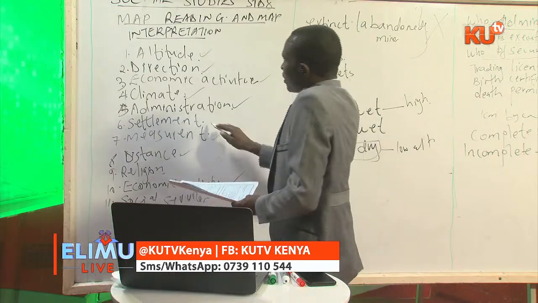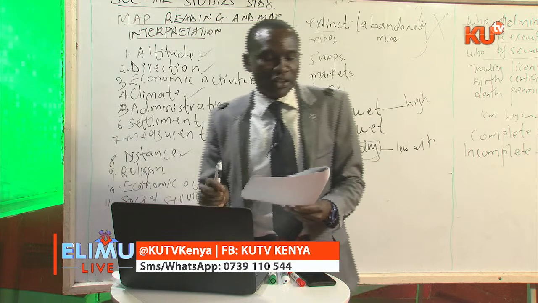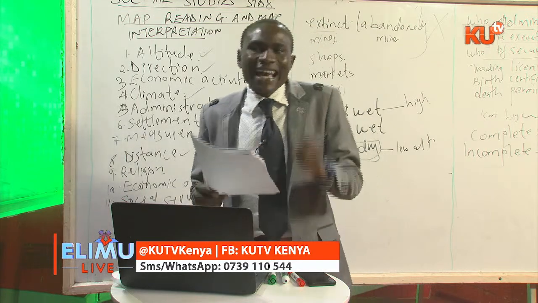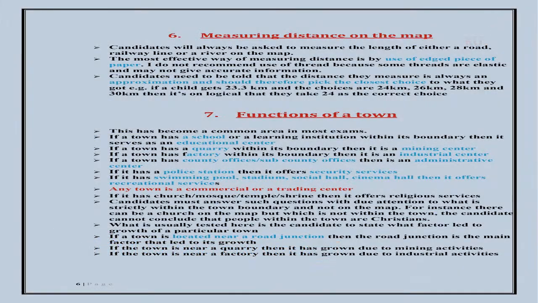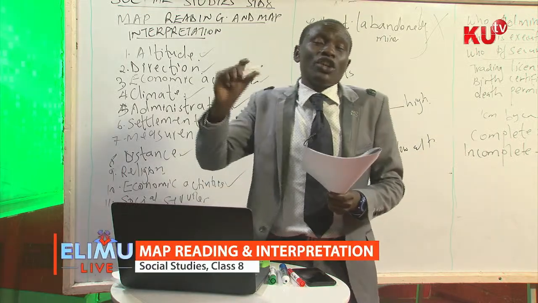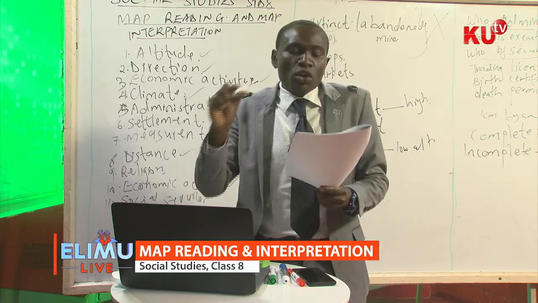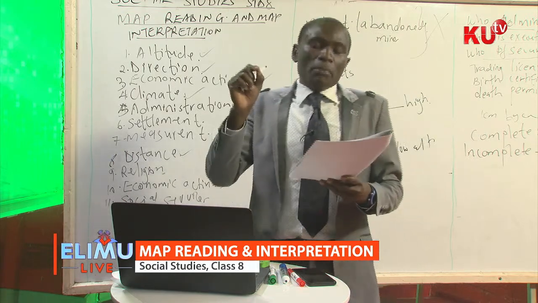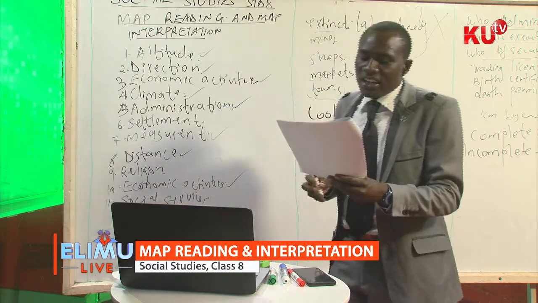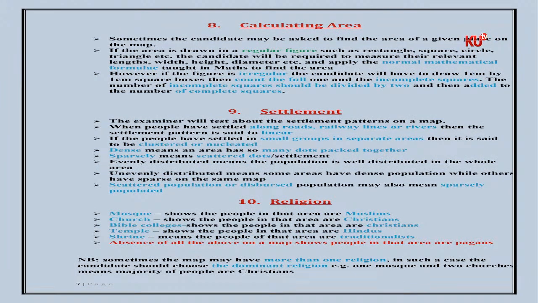Settlement on a map is also an area that is most commonly examined in KCPE. The examiner will test you on why the type of settlement has been influenced by a given factor. A scattered or dispersed population may also mean sparsely populated. When we have people settling in small groups, remember on map work we use dots, in small groups or in clusters in separate areas, then that becomes clustered or nucleated settlement. Mostly in KCPE, the questions normally tested are the reason or the type of settlement, or why this settlement has grown, or how it has been influenced.